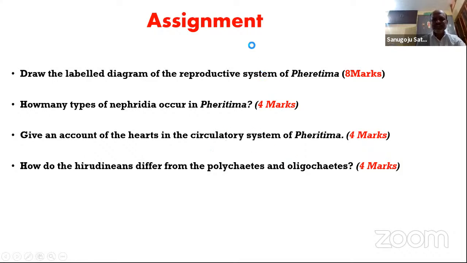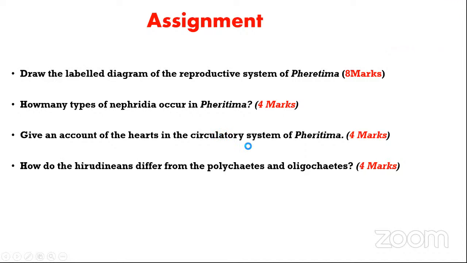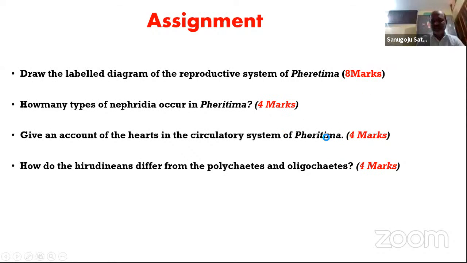As we discussed, the circulatory system of Pheretima consists of 4 hearts: 2 lateral hearts and 2 lateroesophageal hearts, which connect both the dorsal vessel and the ventral vessel. About this you have to write 4 marks.